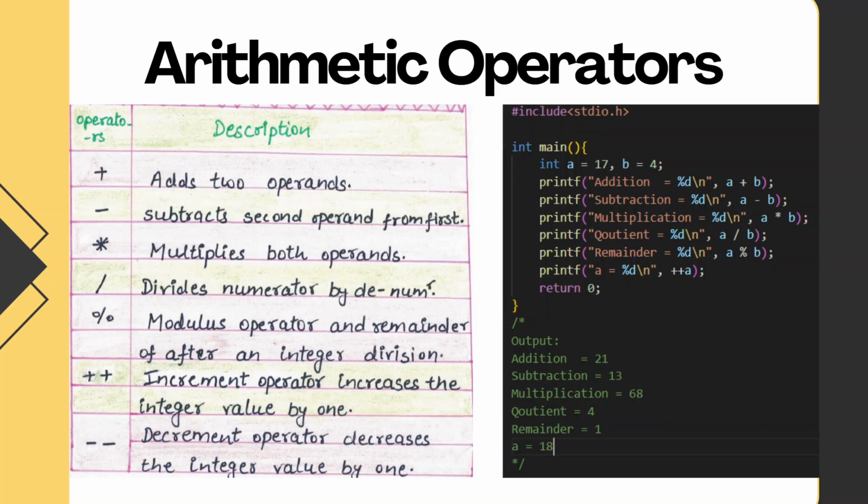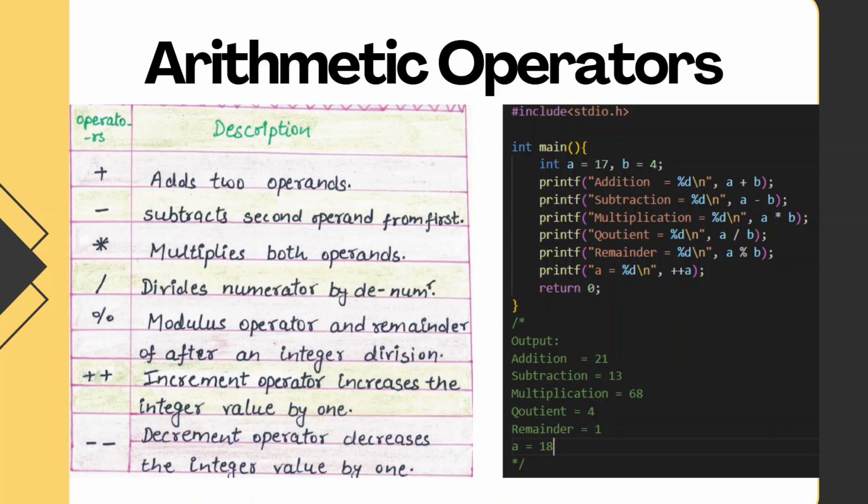Arithmetic operators. The plus adds the two operands, minus subtracts the second operand from the first. Star multiplies both operands. Slash divides numerator by denominator. Percentage is the modulus operator, the remainder after an integer division. Plus plus is the increment operator, which increases the integer value by 1. Minus minus is the decrement operator, which decreases the integer value by 1.